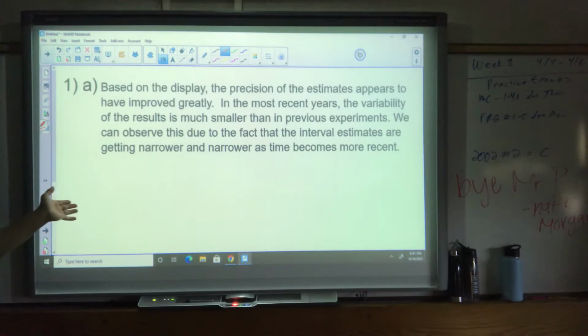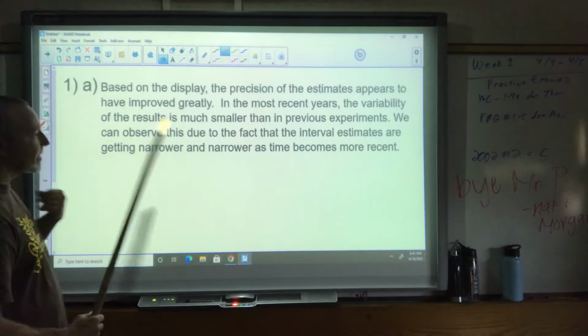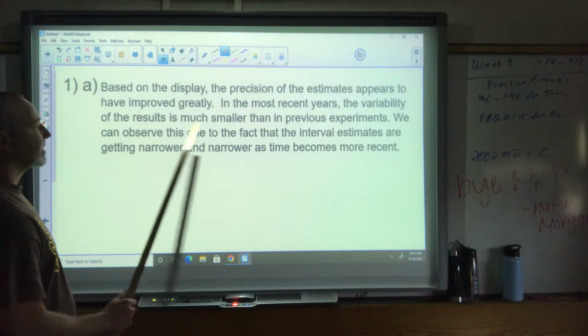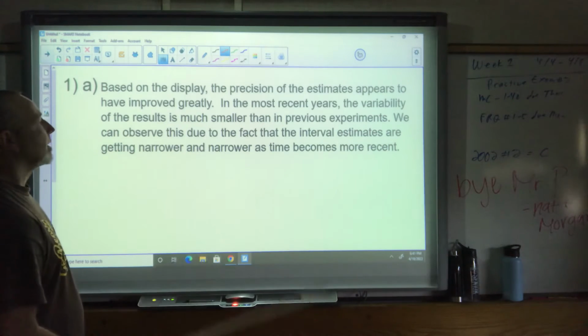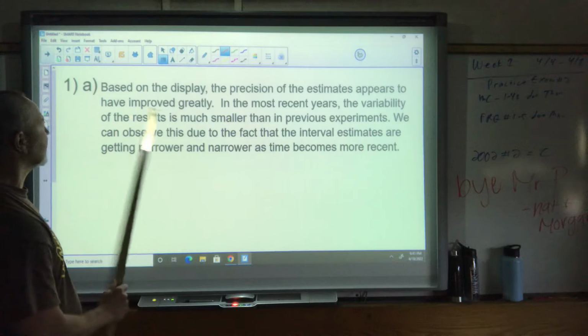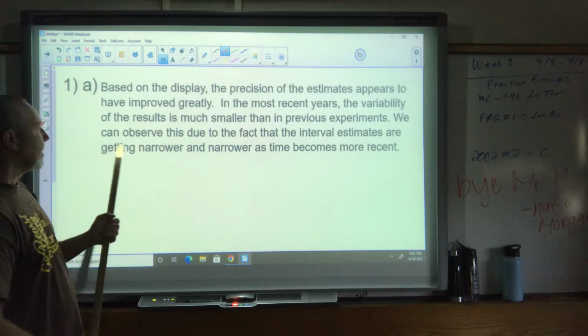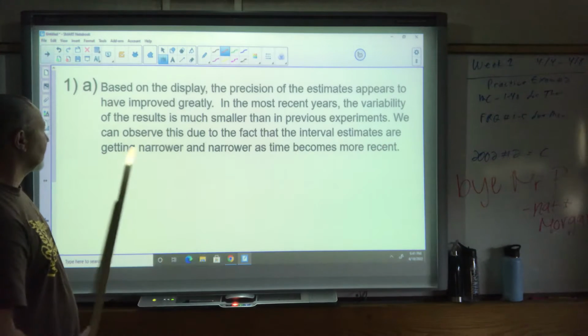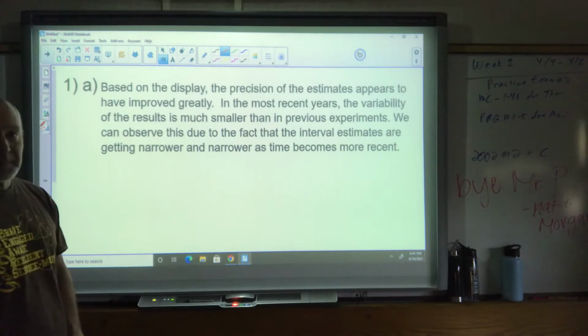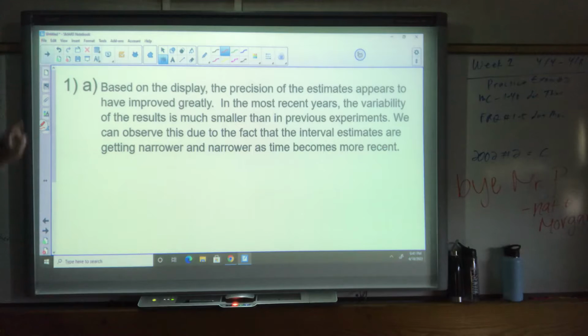Here's my first answer. I'll let you read that. Key things we talk about: the variability is much smaller, and the precision has improved or increased. And then how do we know that? By observing the fact that the interval estimates are getting narrower and narrower as time becomes more recent. Those are key factors in our answer.